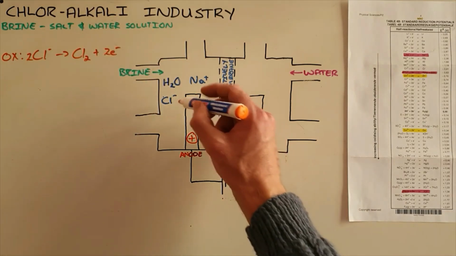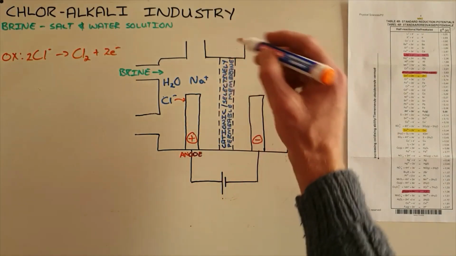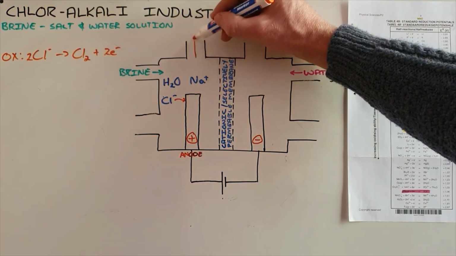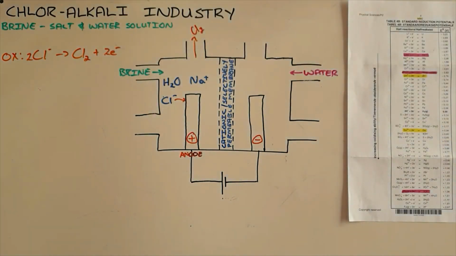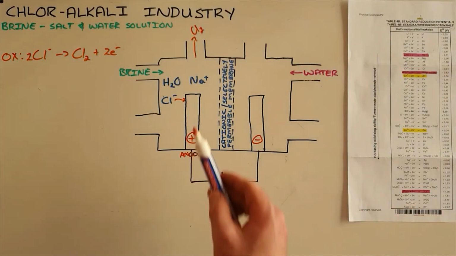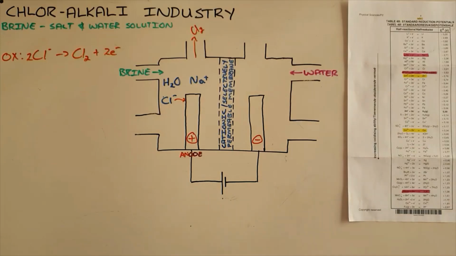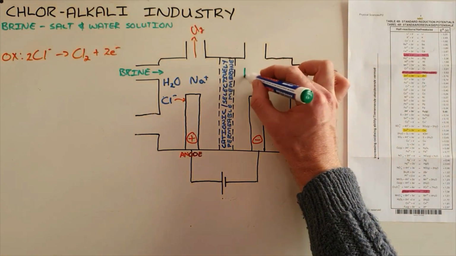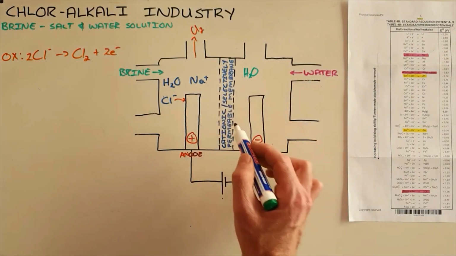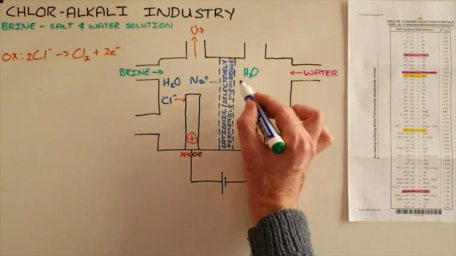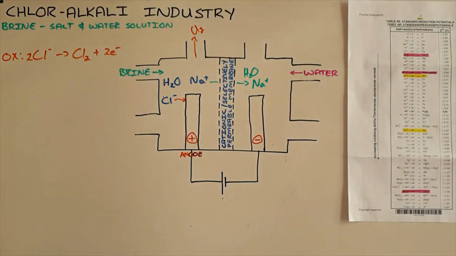What that tells us is that the chlorine ions attach temporarily to the anode, where they lose their electrons, and then what we find escaping out of this top exit is the chlorine gas. We are now left with water on the right hand side of the selectively permeable membrane, and because this is a cationic membrane, there are also going to be sodium ions present.